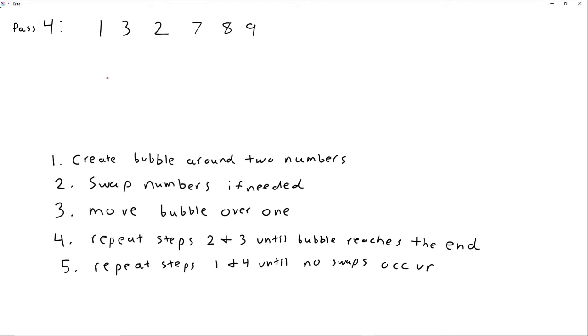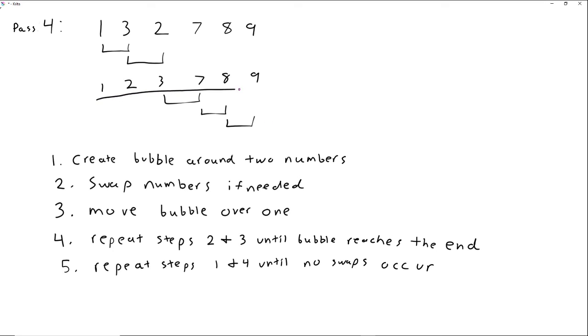All right, now on to pass 4, creating a bubble on 1 and 3. We don't need to swap. Move the bubble over. 3 and 2, we need to swap. So 1, 2, 3, 7, 8, 9. Move the bubble over. Don't need to swap. Move the bubble over. Don't need to swap. And move the bubble over. Don't need to swap. We have now hit the end of pass 4.